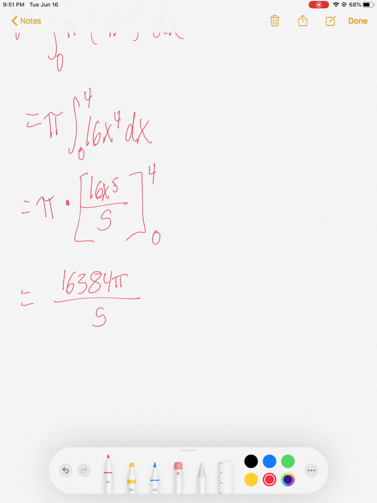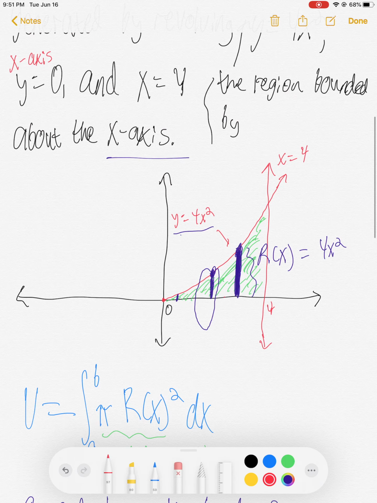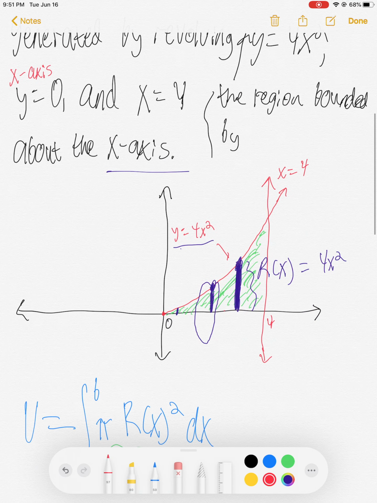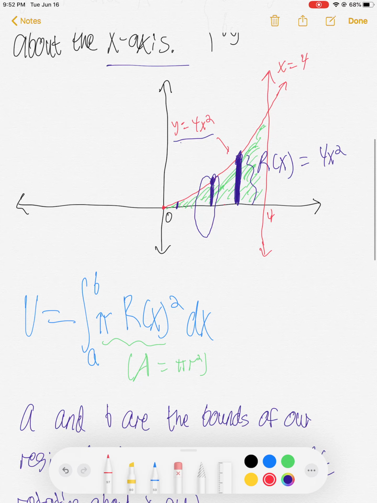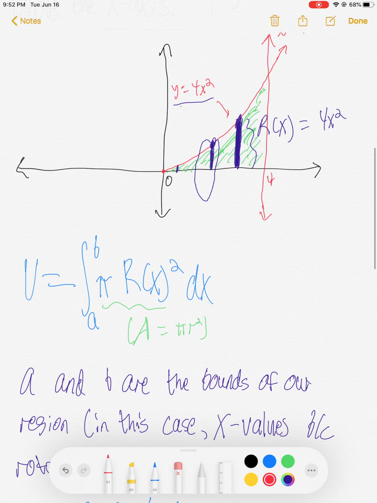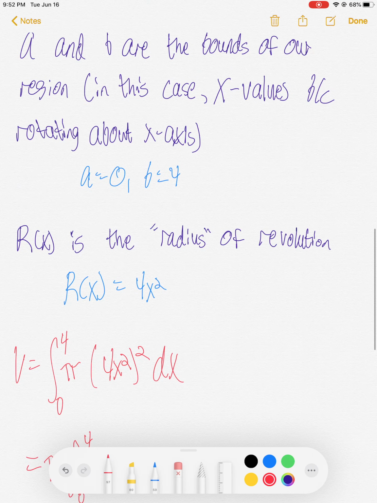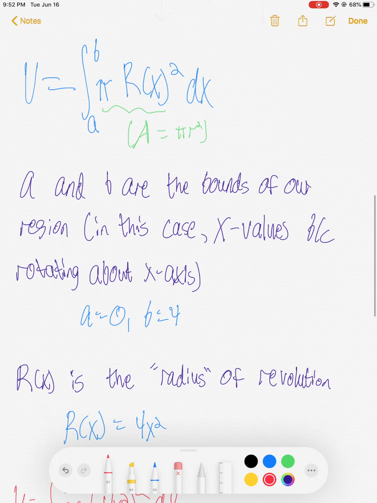Okay, so let's recap real quick how we went about this. The first thing you generally want to do is draw a picture. That picture helps us later on whenever we try and find these bounds a to b, right? I'm sure we could have figured it out algebraically without a picture, but it certainly makes it easier to see, oh, okay, so we're going to integrate from x equals 0 to x equals 4. And I think even more importantly, it helps us see what this radius of revolution is going to be.